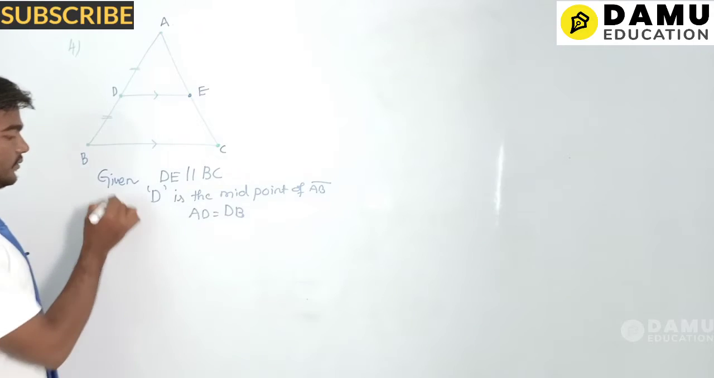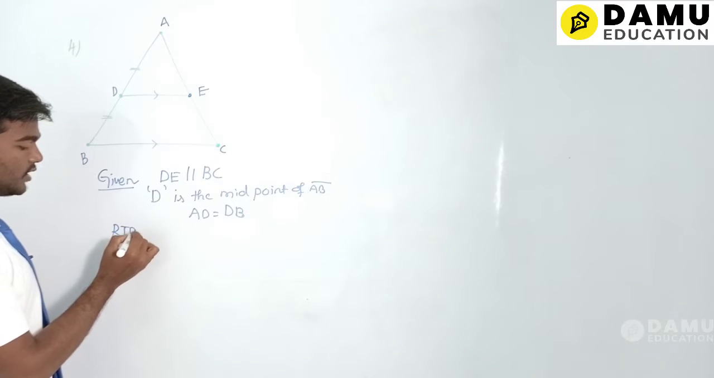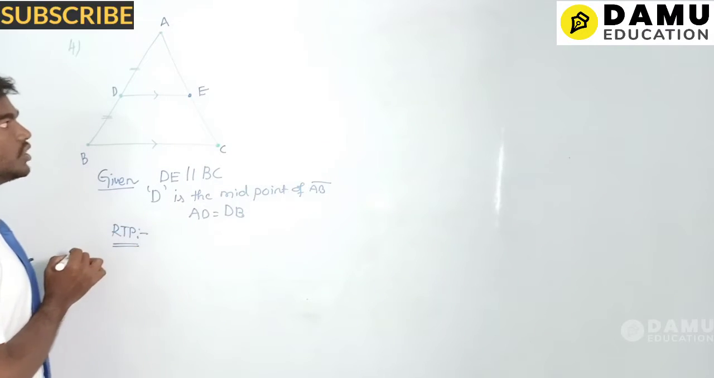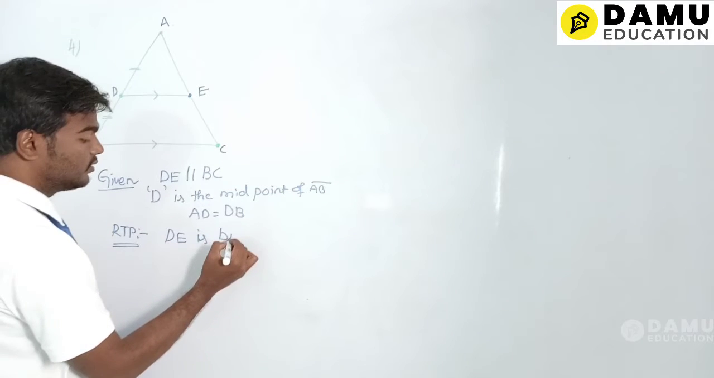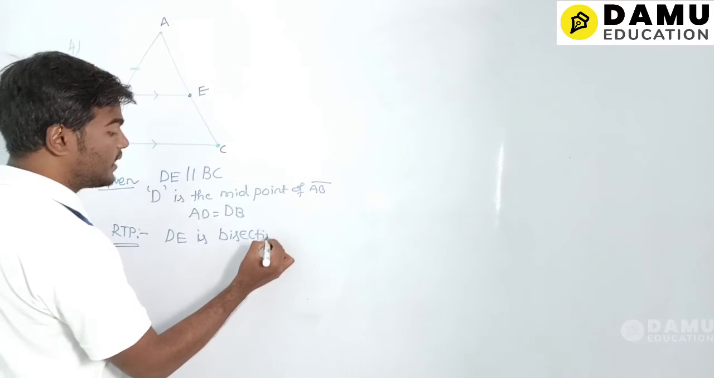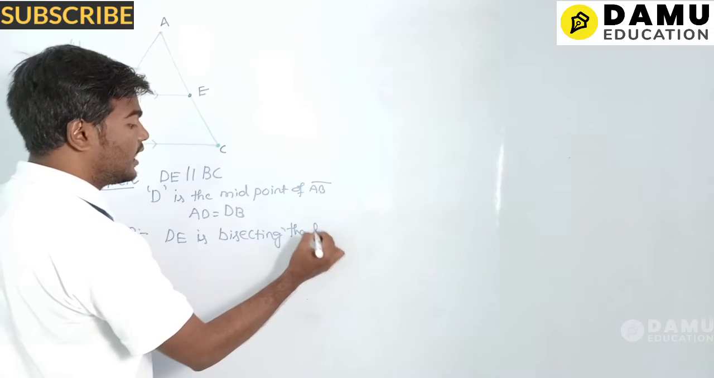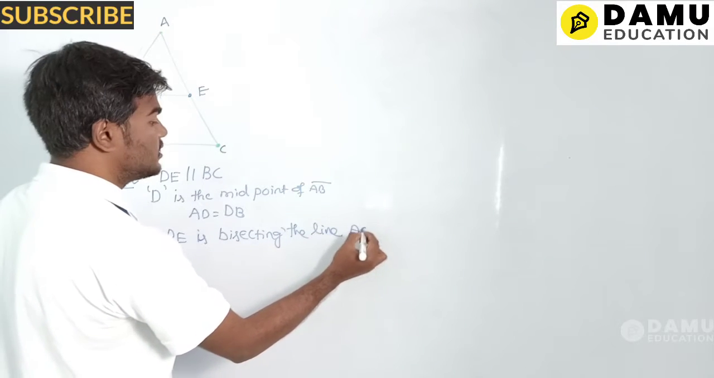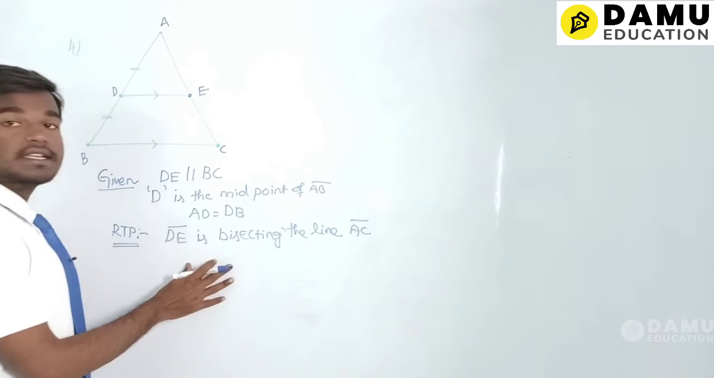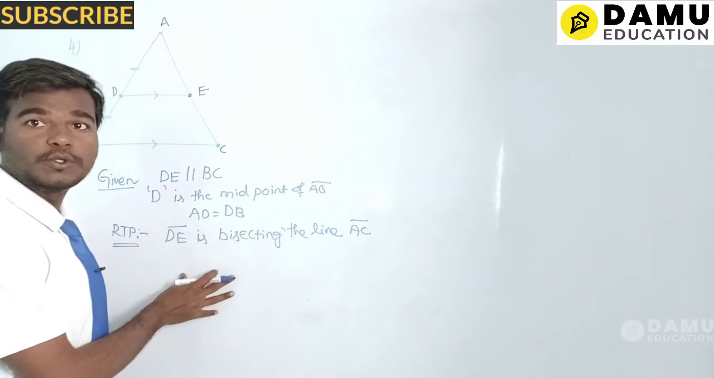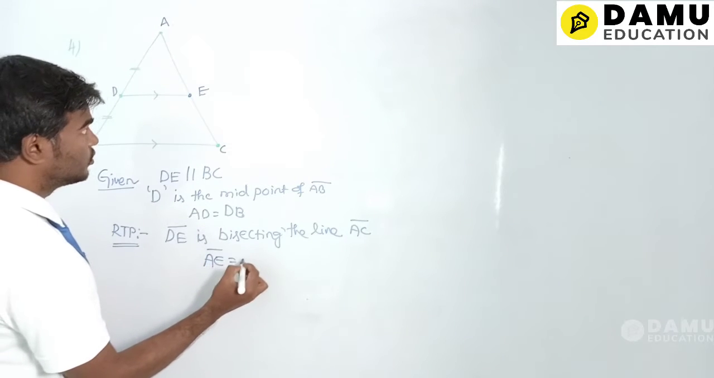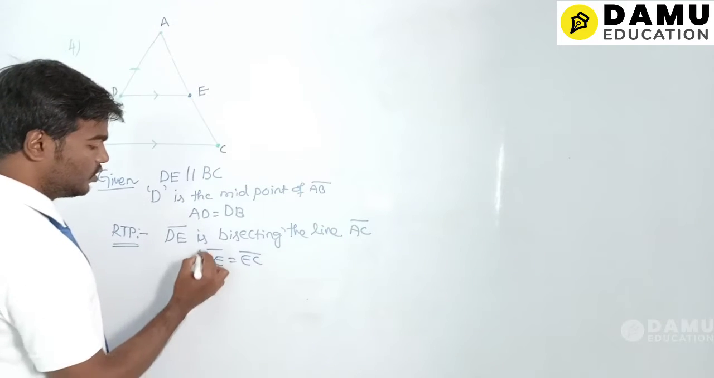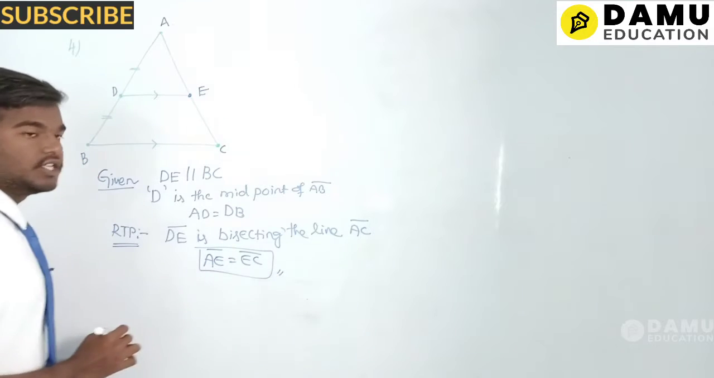And what is required to prove? RTP. What is required to prove here is that DE is bisecting the line AC. That is what we have to prove. That means AE will be equal to EC. So this is the condition.